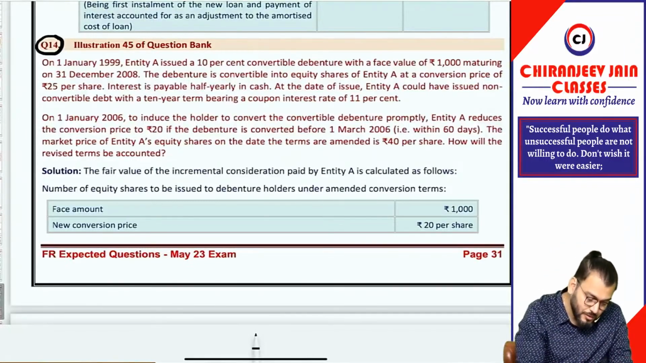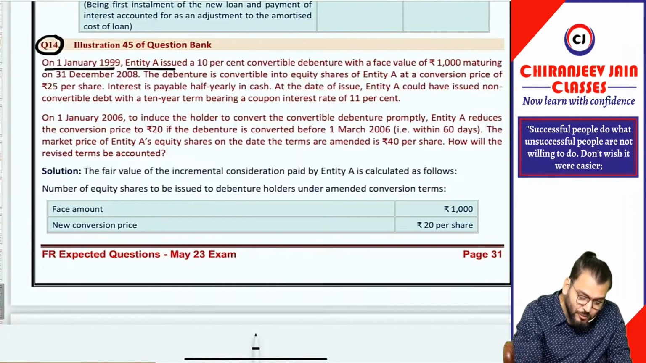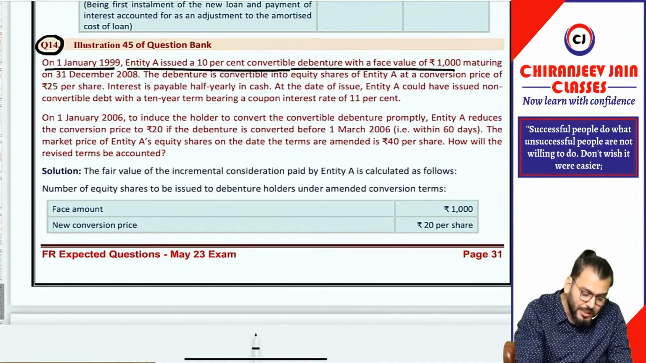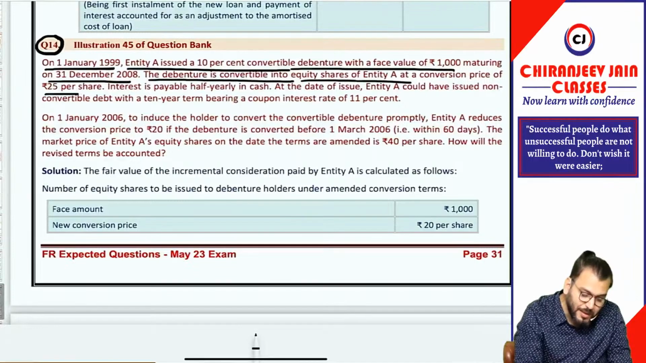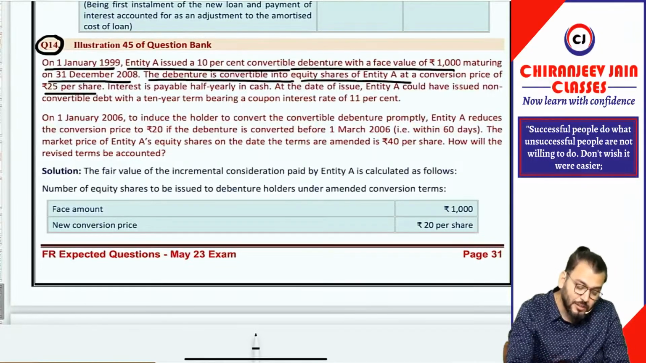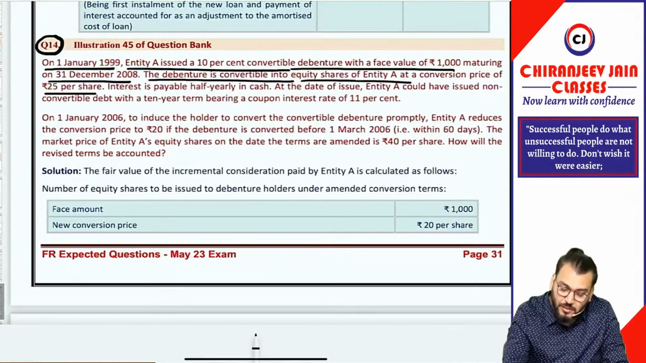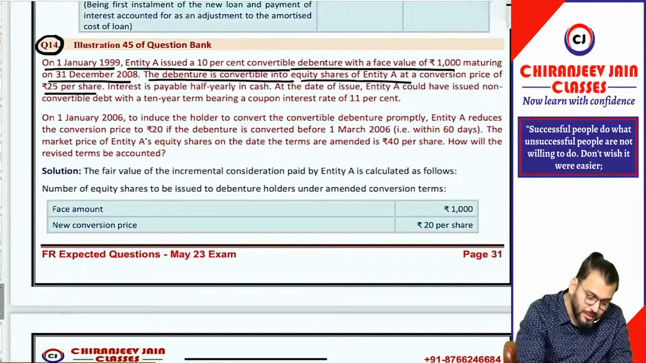Correct. Yes, sir. On 1st Jan 1999, the entity issued a 10% convertible debenture with a face value of 1000 maturing on 31st December 2008. The debenture is convertible into equity shares of entity A at a conversion price of 25 per share. When I am saying 25 per share, it will be 1000 divided by 25 is equal to how many equity shares? 40 equity shares?